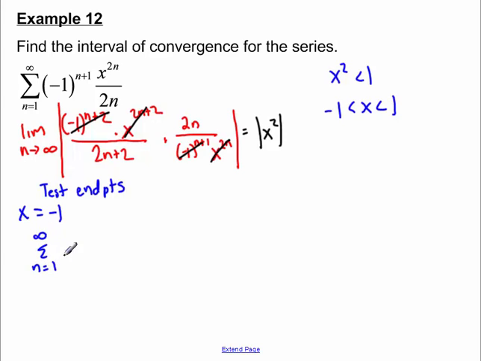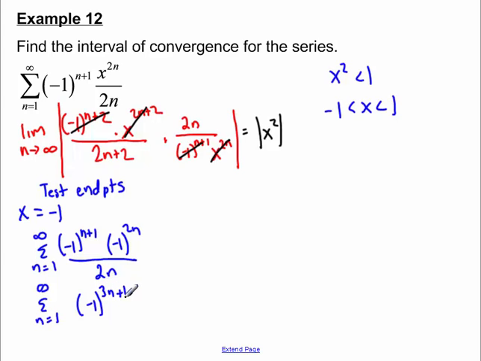So this simplifies to -1 times 3 to the n plus 1 all over 2 to the n. And again, alternating series, each one of the terms, which is 1 over 2 to the n, is positive, and that gets closer and closer to 0. So this converges by the alternating series test. So I include -1.